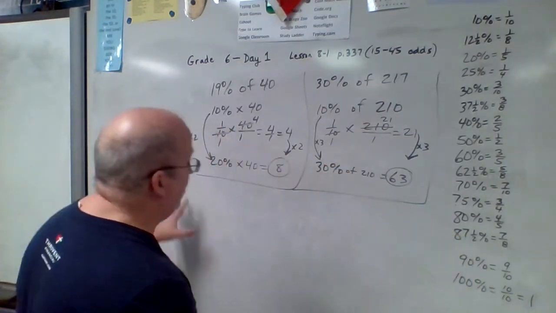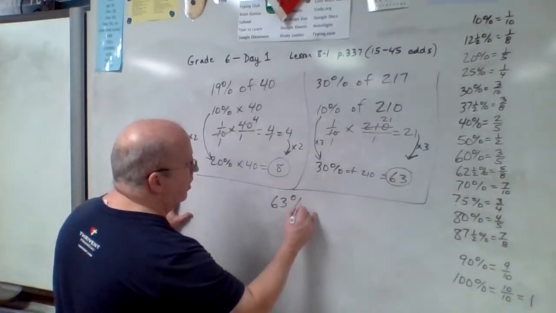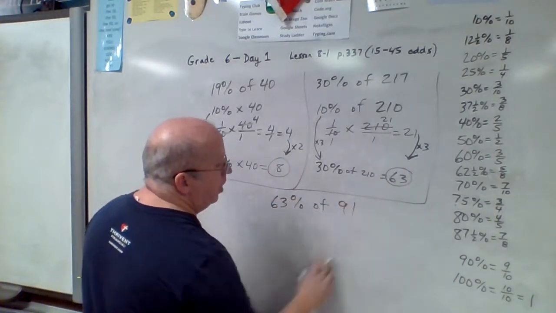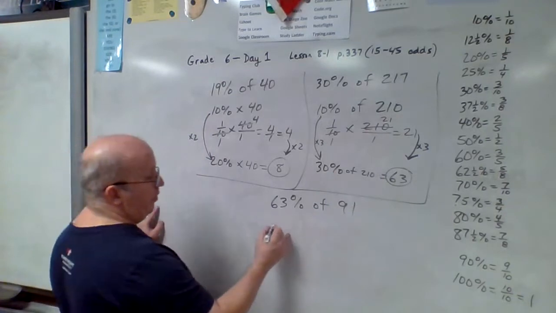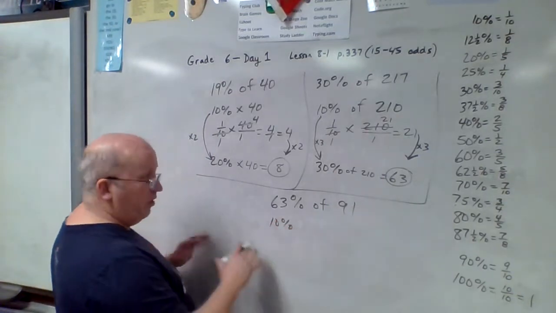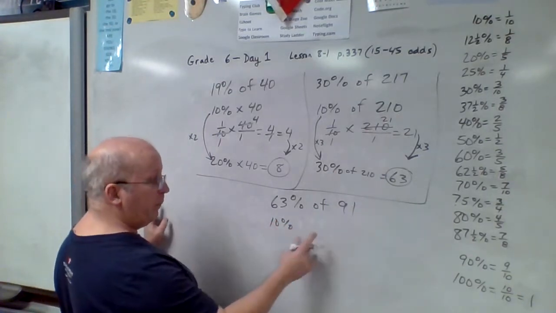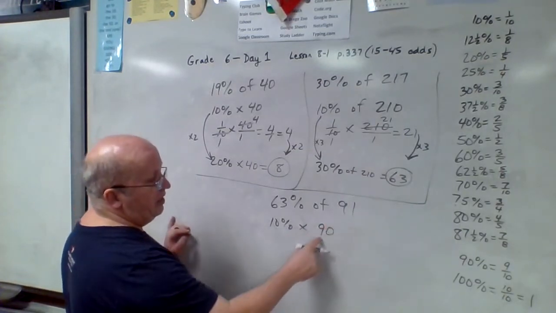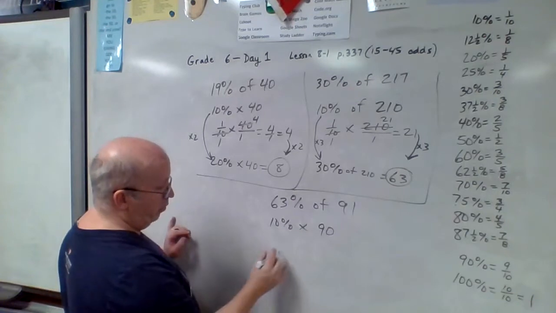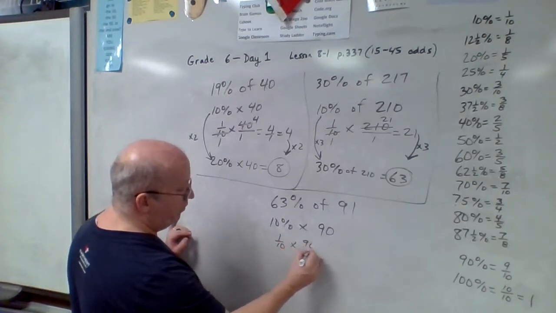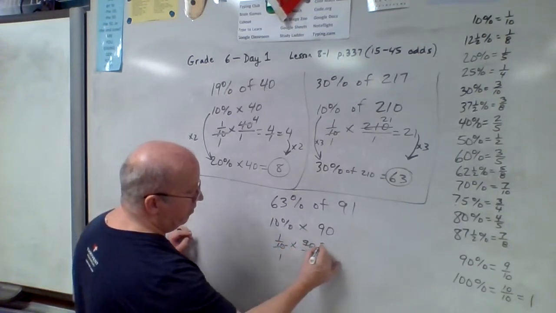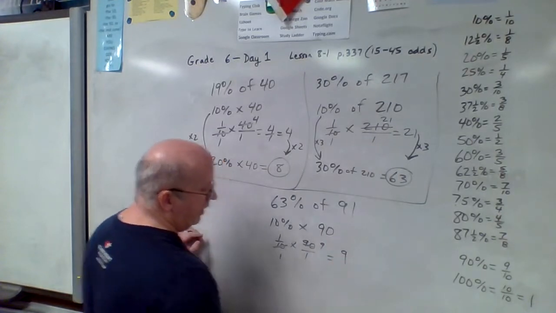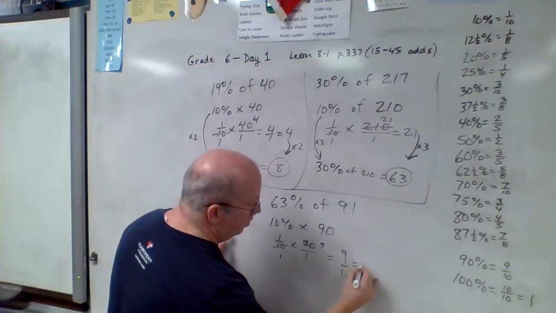Problem F says 63% of 91. Again, because we're thinking about solving these by using 10% of the number, I'm going to think of 10% of 90. 90 is easier to work with than 91. 1/10 of 90 is the number 9, or 9 over 1.